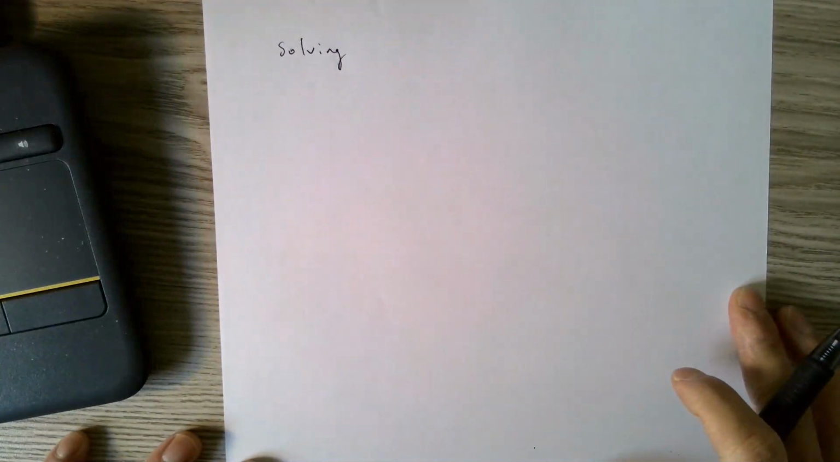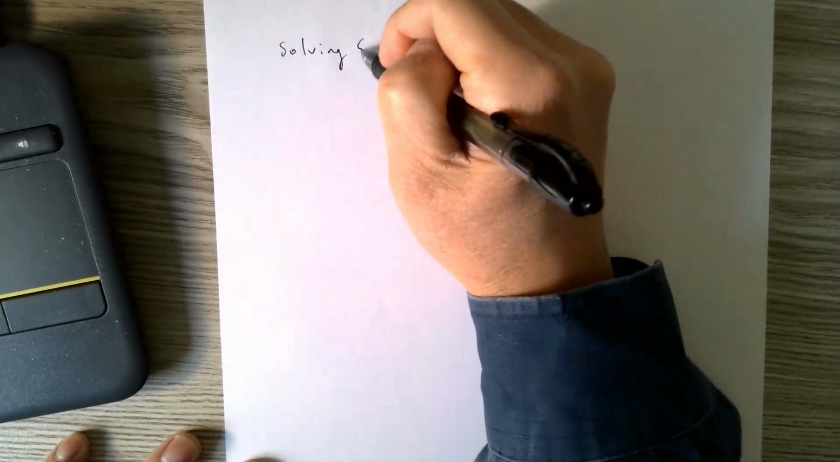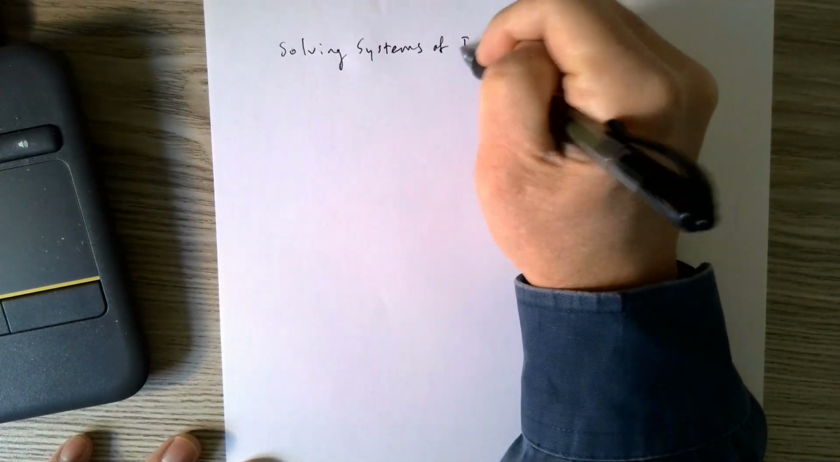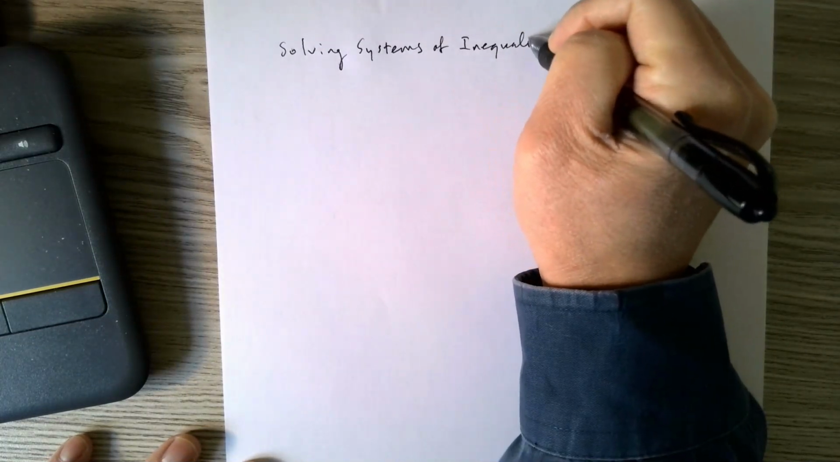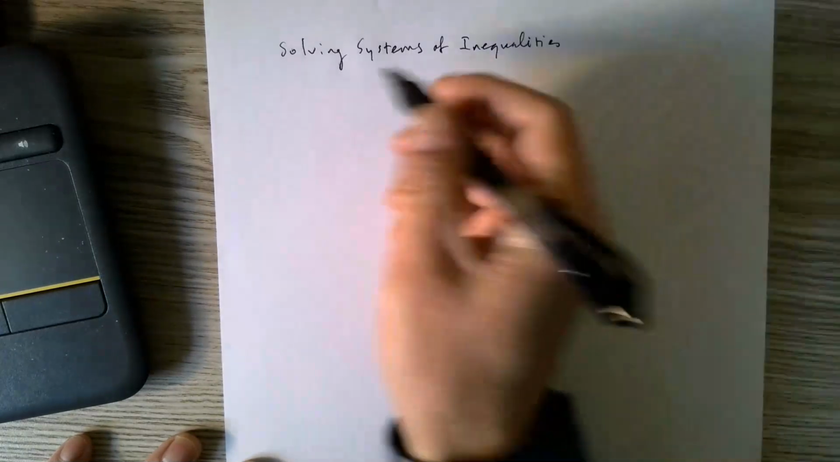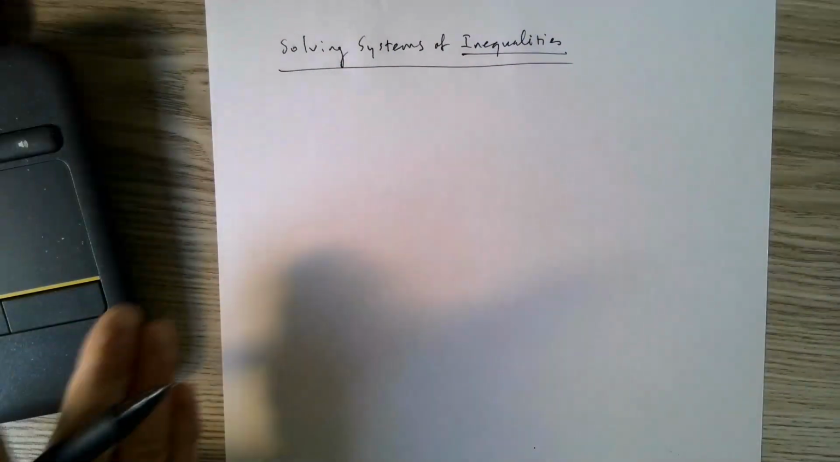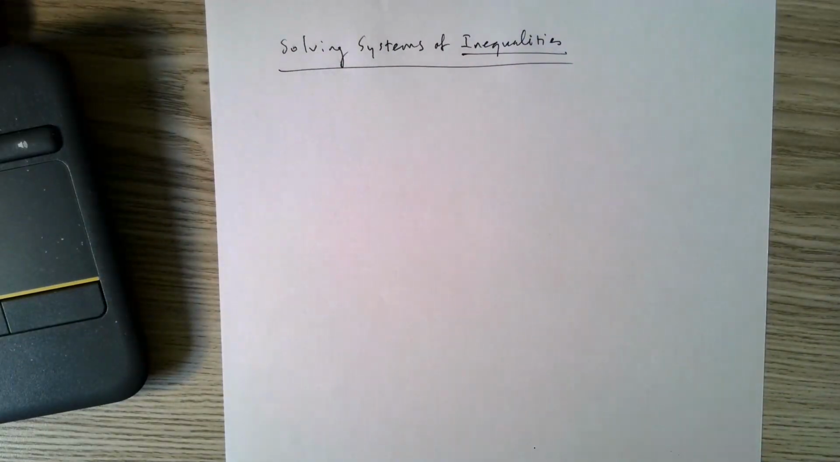Hello, this video is on solving systems of inequalities. And I'm going to double underline inequalities because we just did a couple weeks on solving systems of equations, systems that had two equations. So there is a relationship between systems of inequalities and systems of equations.